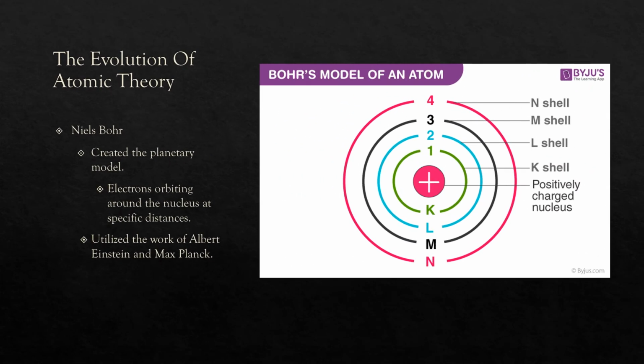Niels Bohr continued the work by creating the planetary model. He utilized the work of Albert Einstein and Max Planck to show this model of a nucleus in the center with electrons orbiting around it at specified distances. The amount of electrons orbiting the nucleus could be determined based on the element that this model is portraying.